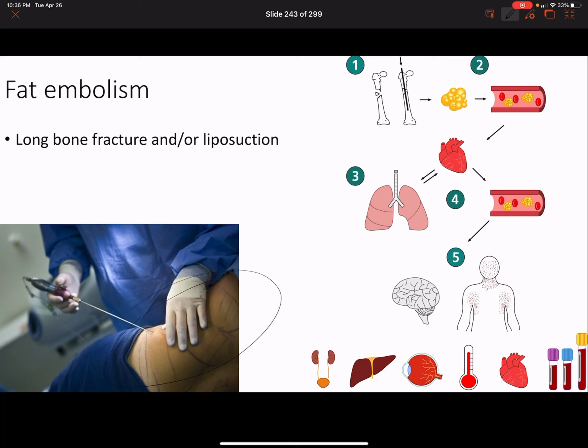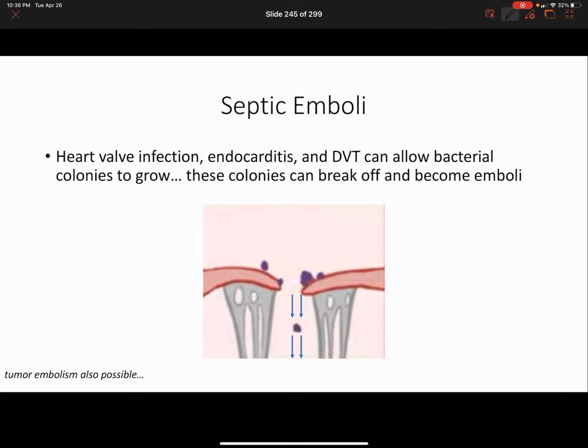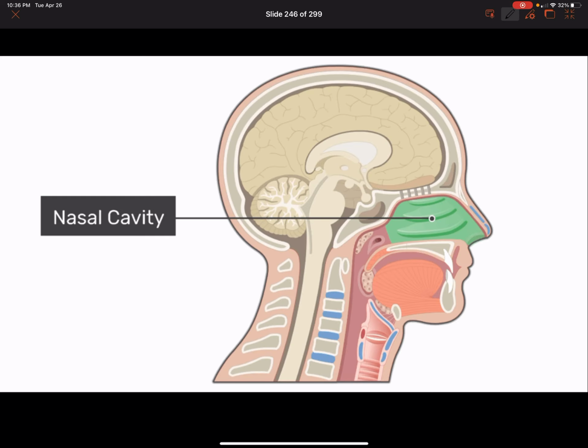Fat emboli, if someone has liposuction or someone breaks one of their long bones, like the femur, fat can come out. This can get caught in the lungs, or even worse, it could get past the lungs and into the brain. Amniotic fluid emboli, during labor or postpartum, amniotic fluid can break out and can form a clot as well. Septic emboli, so heart valves and endocarditis, deep vein thrombosis can allow bacterial colonies to form, and these colonies can subsequently break off and become emboli themselves. Tumors as well can also become emboli.